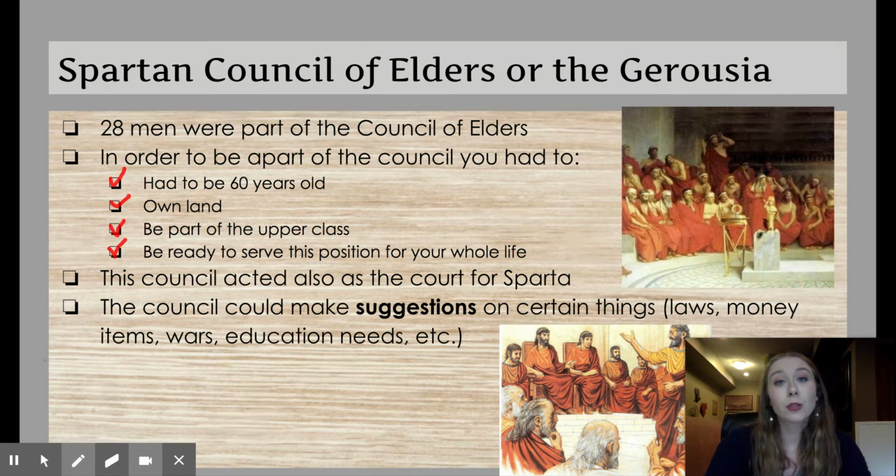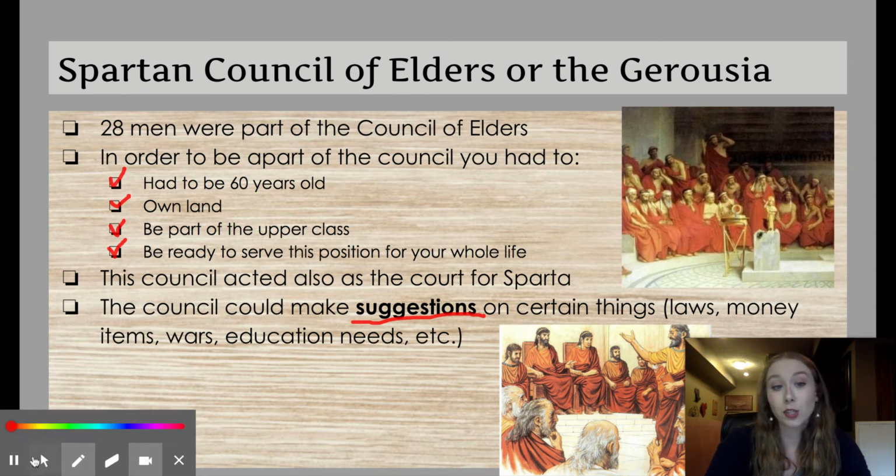This council could only make suggestions, okay? They can't really pass anything, but they can make suggestions on certain changes like laws, money, taxes, items, wars, if we should go to war or not go to war, education needs, all other issues of Spartan life. The Council of Elders would make suggestions to change those different things.